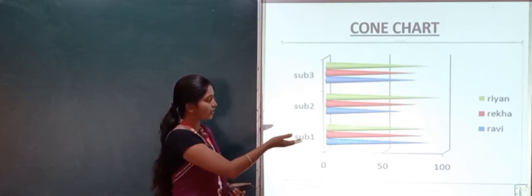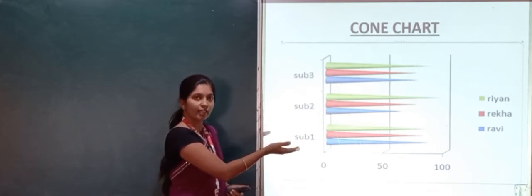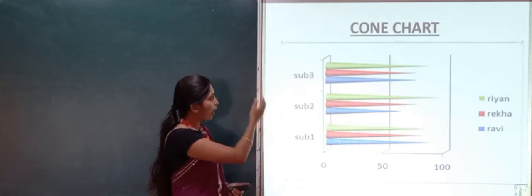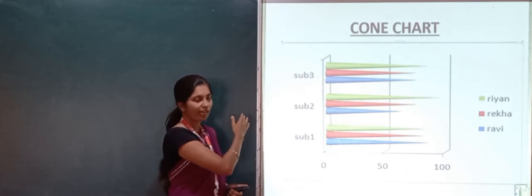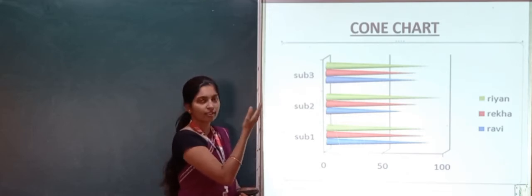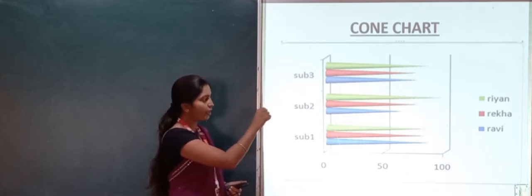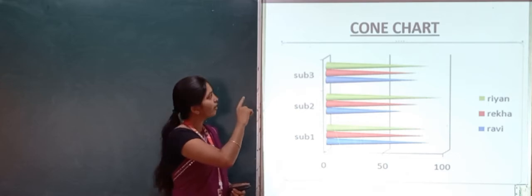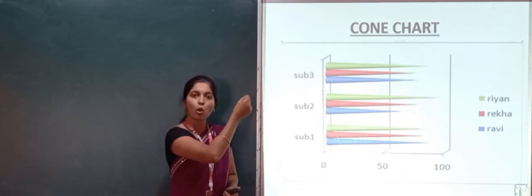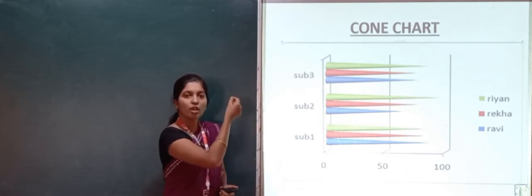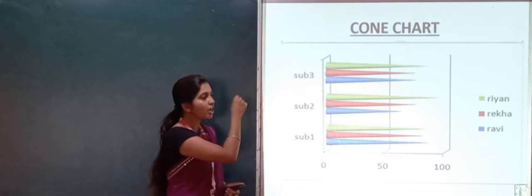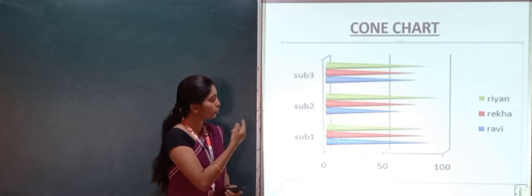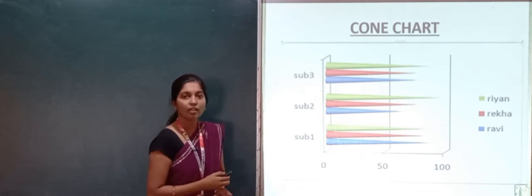Here the x-axis represents the marks of students and the y-axis represents the particular subject names, and Riyan, Rekha and Ravi's marks are represented in the bar like structure. Here we only use the cone like structure, so we call it a cone chart. We have represented the data series through a cone, you can see in this particular video.